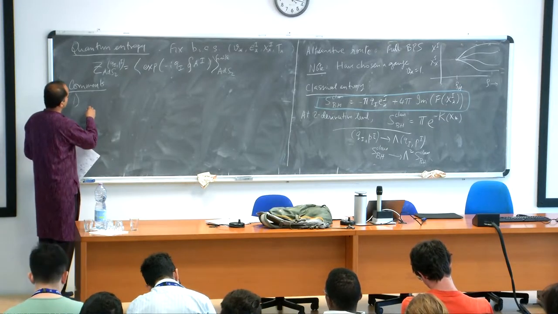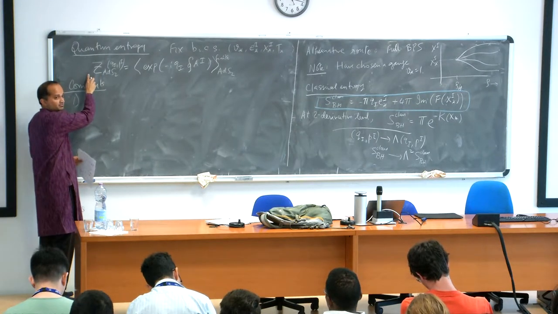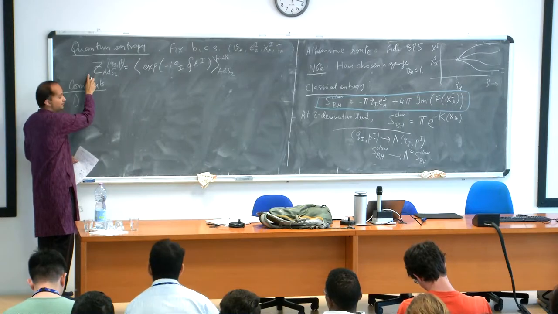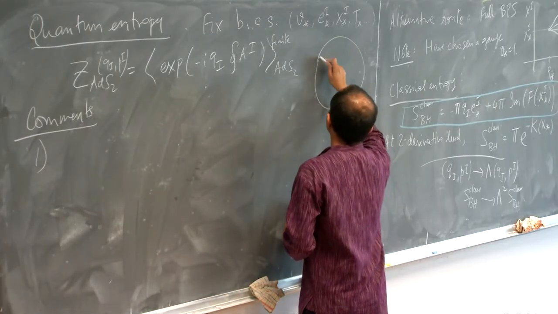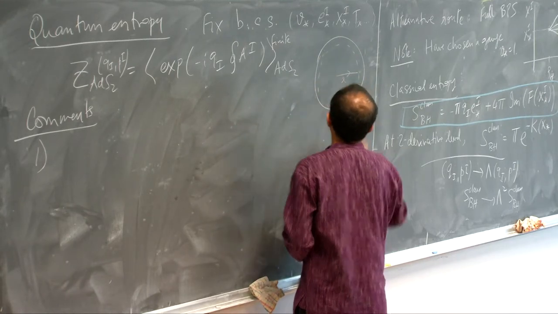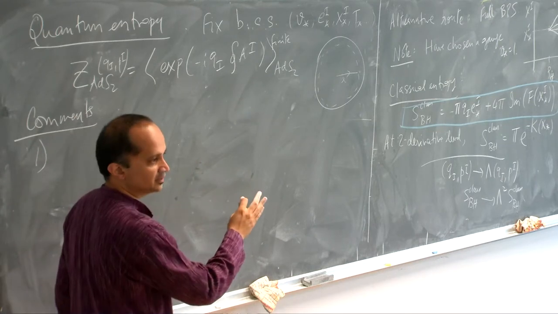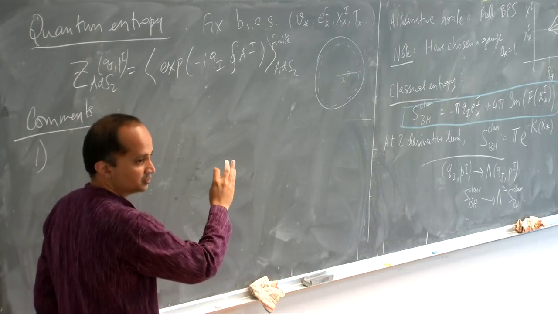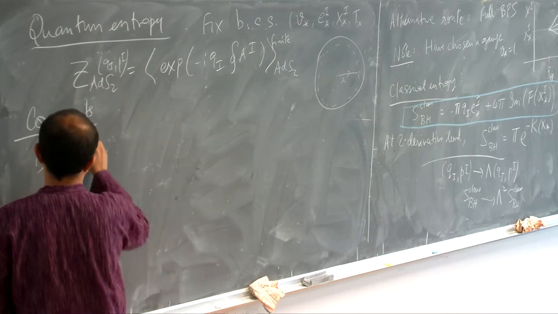So one technical comment is, everything reduces to, the calculation is some path integral on AdS2. So if you think of Euclidean AdS2, there's always this cutoff, so that's R. And just take a free Maxwell field on this AdS2.